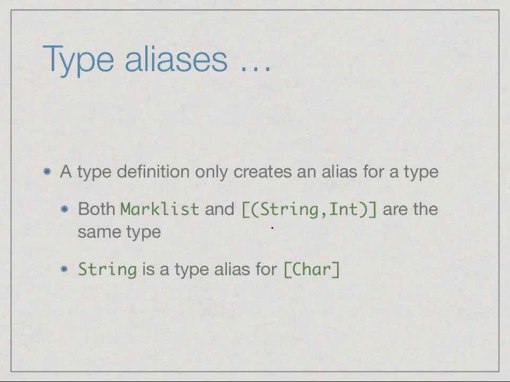So both marked list and list of string comma int are exactly the same type, and string is a type alias. Okay, so this is not like it's creating a new type, it's only creating a new name for a complex type.